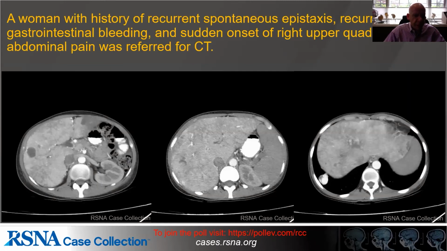Our first case is a woman with a history of recurrent spontaneous epistaxis, nosebleeds, and recurrent lower GI bleeding, who had sudden onset of right upper quadrant abdominal pain and so underwent this CT. It's a multiphasic CT. These are arterial phase representative images through the liver and lower chest. And you can see the liver is really quite abnormal here. And there is also a vascular nodular focus at the right lung base.